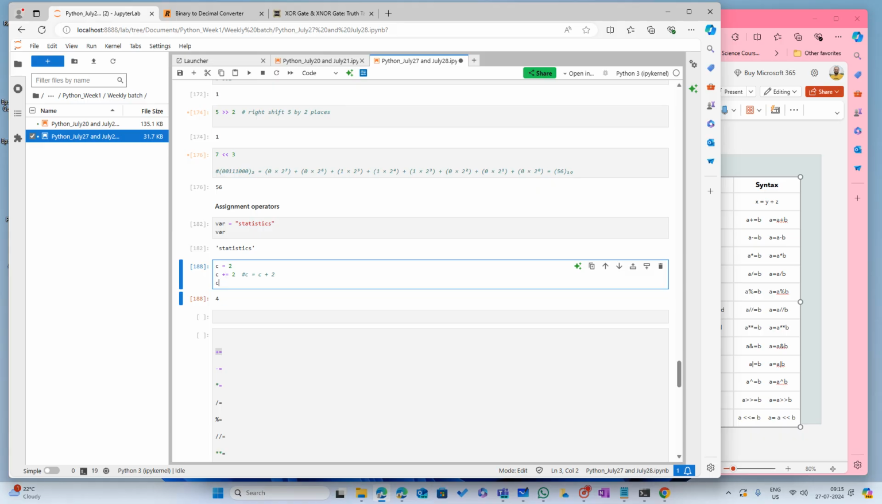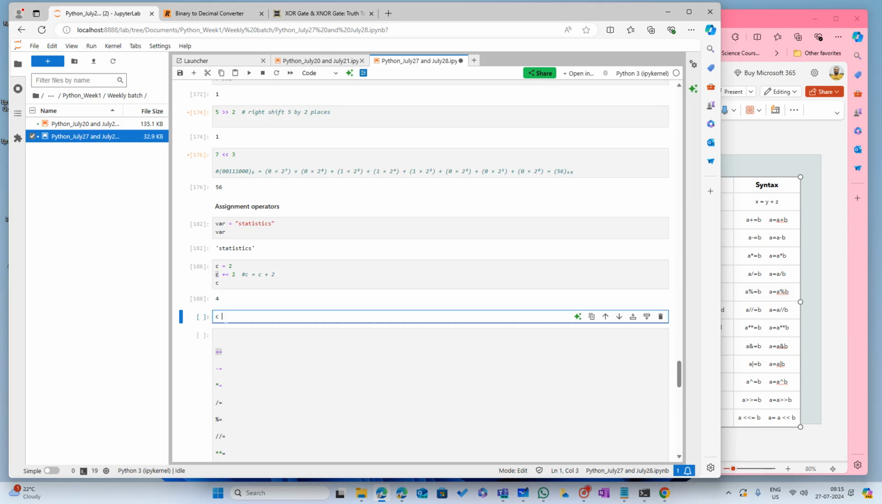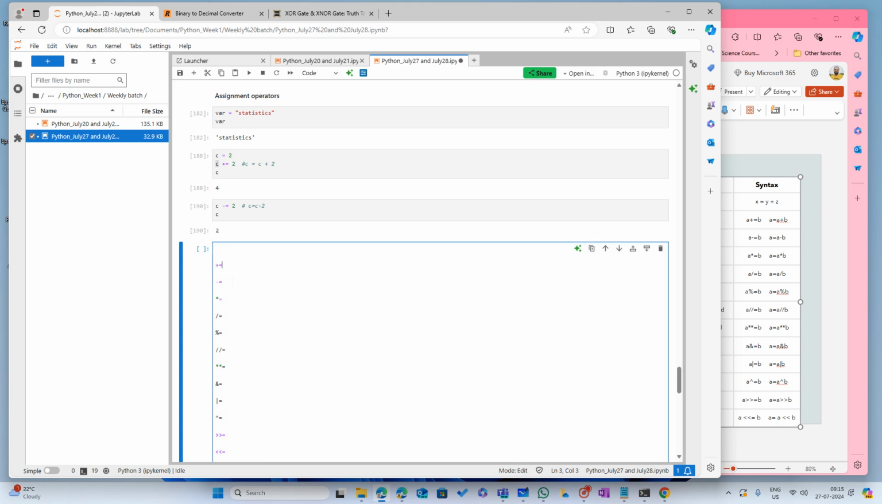First you are doing addition and then assignment. That's what it means. First you add this and then you assign the final value to this. Likewise you have c minus equals 2. What this essentially means is c is equal to c minus 2. If you notice the result, you should get 2.